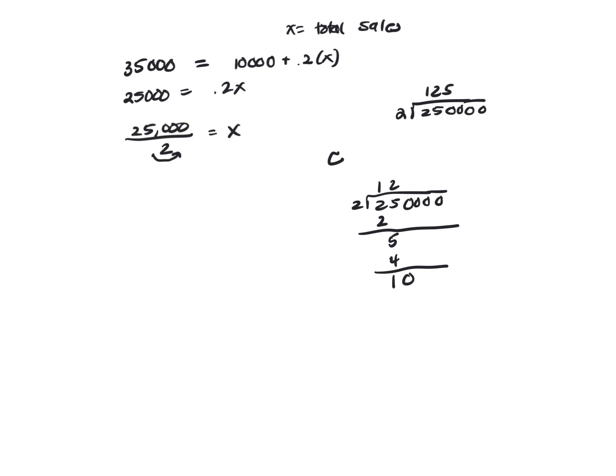2 will go into 10 5 times. 5 times 2 is 10. And then you're going to have 3 more zeros. So answer C.